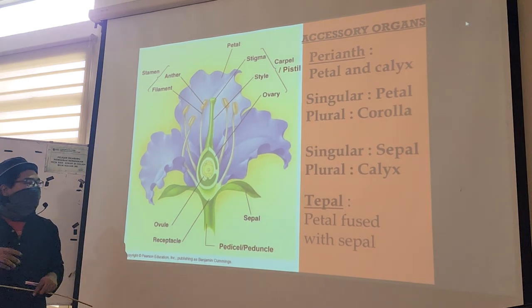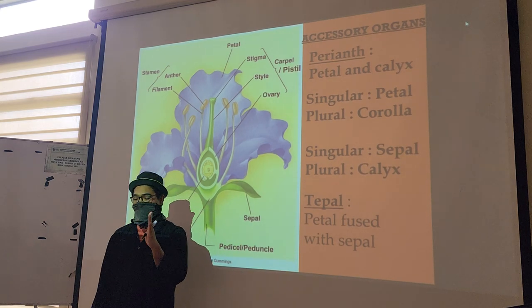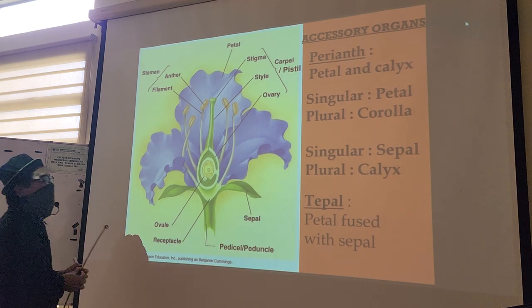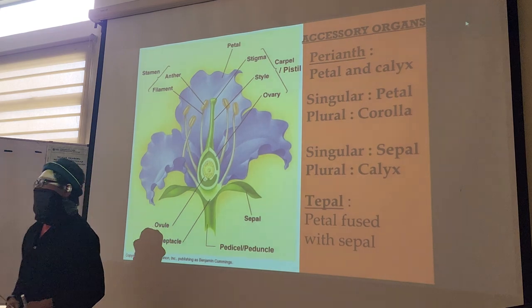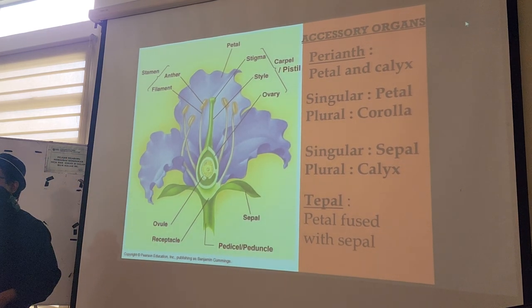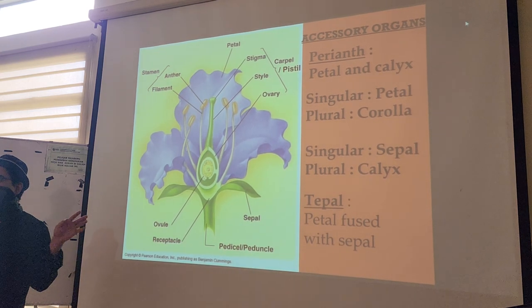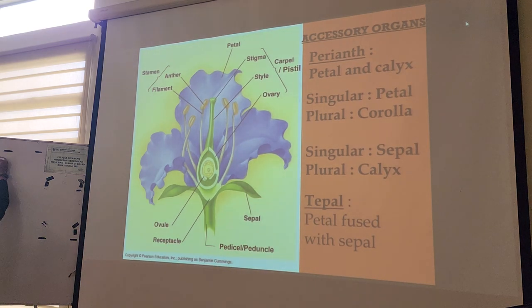So tepal is actually when you cannot distinguish, cannot differentiate between the petal and sepal. And this is more relevant for flowers from the ancient family. I think you're going to see this plant later, Magnolia. I think we have the picture somewhere in the next slides.